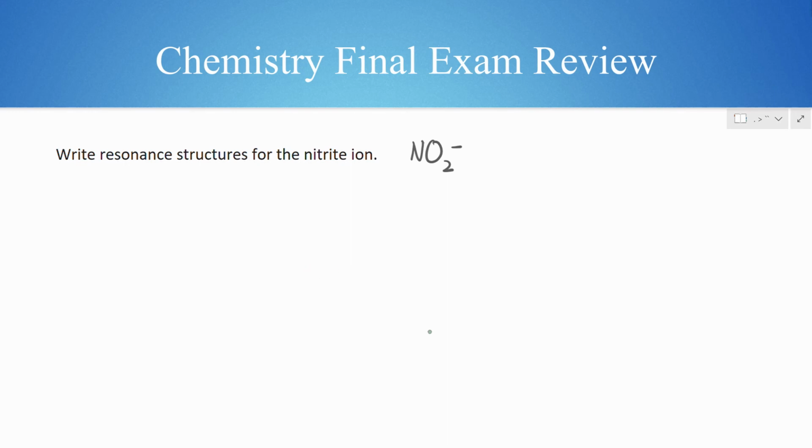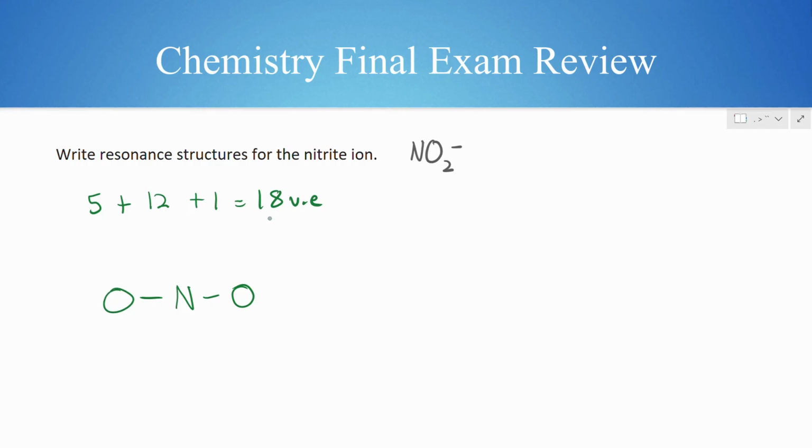Alright, so let's count the valence electrons. So there are 5 from nitrogen, plus 12 from 2 oxygens, plus 1. This is 18 valence electrons. Now we're going to write the skeletal structure. So N in the center, and surrounded by these 2 oxygen atoms.